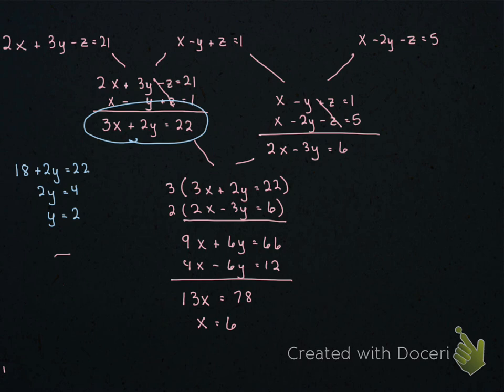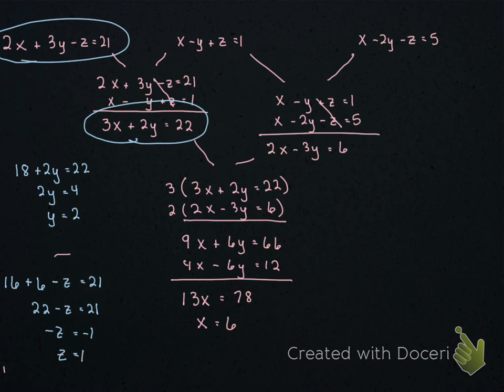Now, in one of the 3 originals, I can plug in x and y and solve for z. So I'm going to use the one on the upper left. So 2 times 6 is 12, plus 3 times 2 is 6, minus z equals 21. And then I get 22 minus z equals 21. Negative z equals negative 1. Therefore, z is equal to 1. And my solution set is x, y, z.